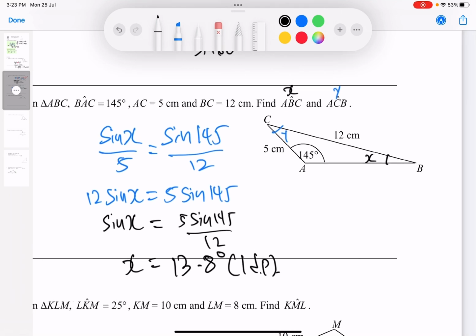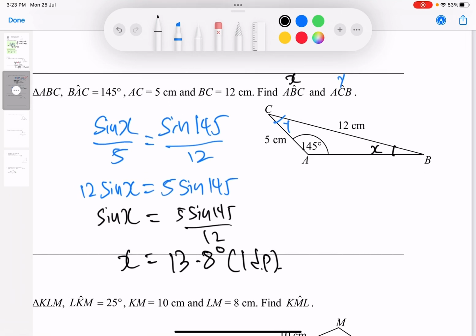Now that you can do this question, can you do ACB on your own? Same thing. Actually, not even the same thing, it's much easier. If you know what angle X is, can you find out what angle Y is? Not everything you have to use sine rule.